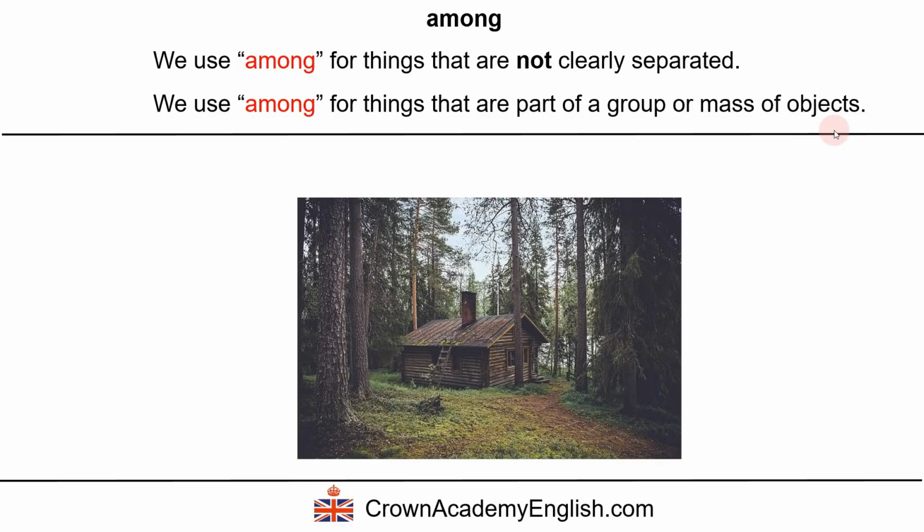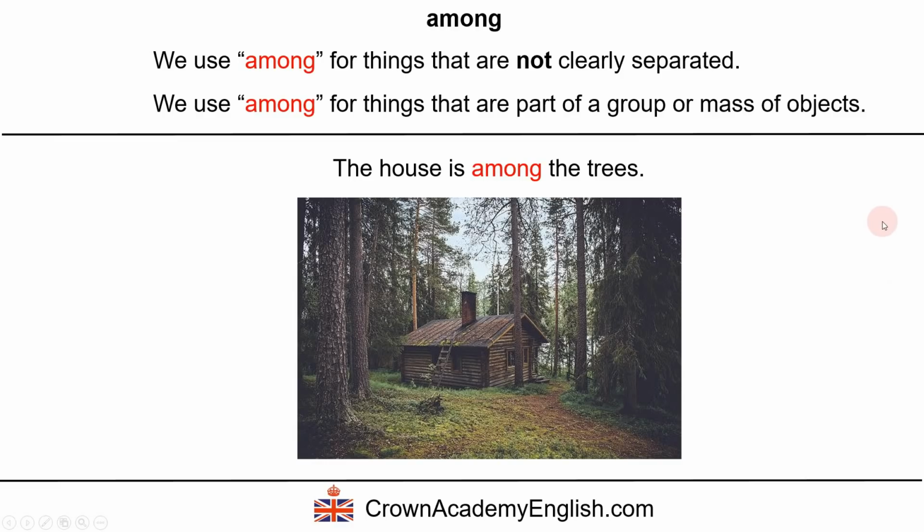So here is a very common example. The house is among the trees. Okay, so the house is among the trees. So there are lots of different trees in lots of different places, and the house is in the middle of them. Okay, so we say the house is among them, among the trees, because it's a big mass of objects. It's a group of objects, and it's not really very clear.